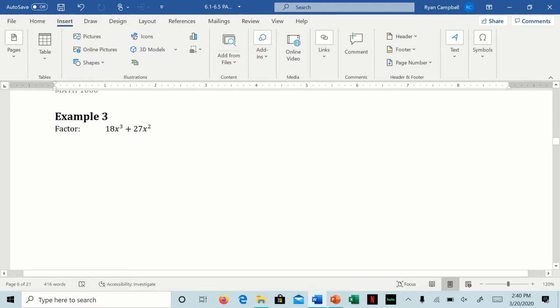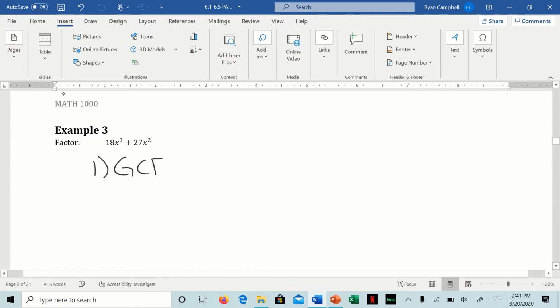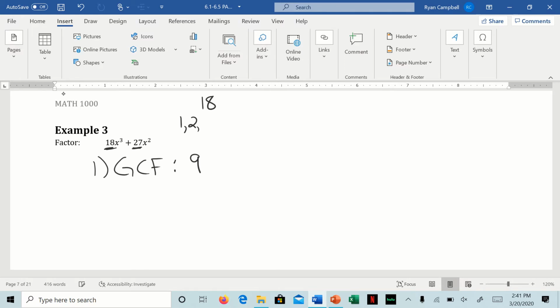All right, let's do another one. So first things first, step 1, find the greatest common factor. Out of the numbers 18 and 27, hopefully we can see that 9 is the greatest common factor. 9's in common with both 18 and 27. If you need to write them out, for 18 we have 1, 2, 3, 6, 9, 18. For 27, 1, 3, 9, 27. So 9's the biggest of the two.